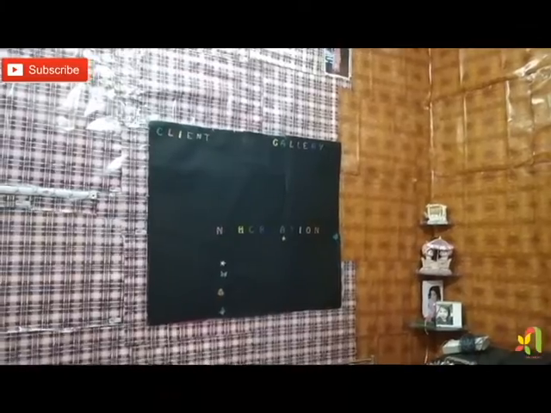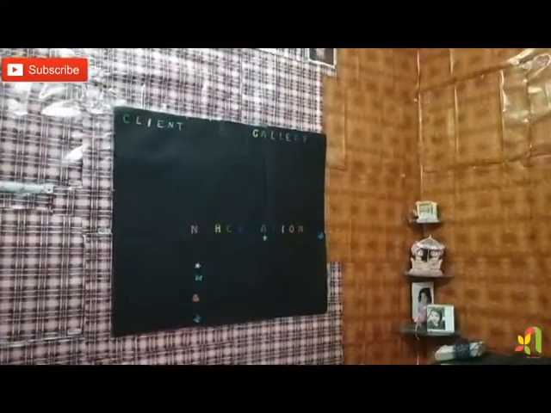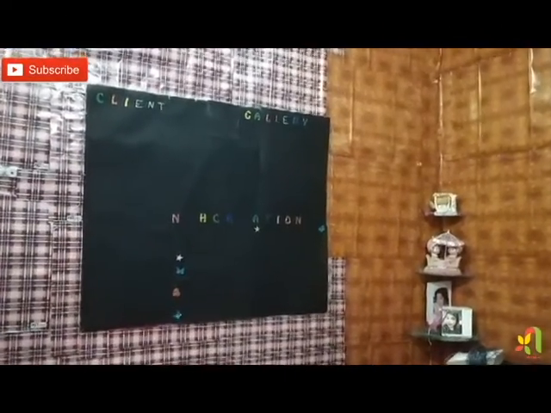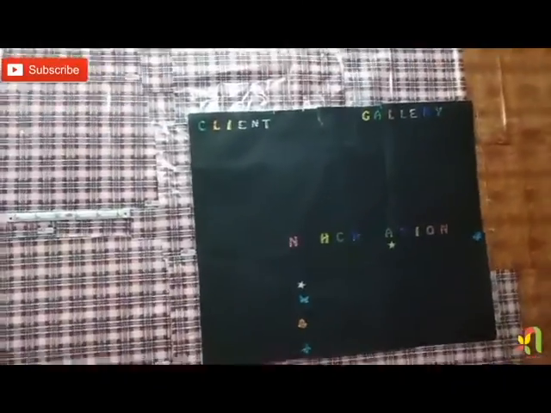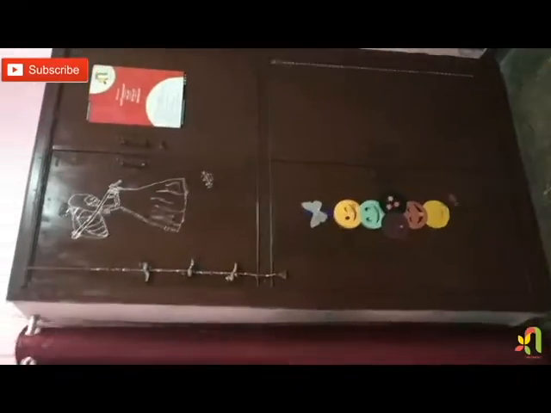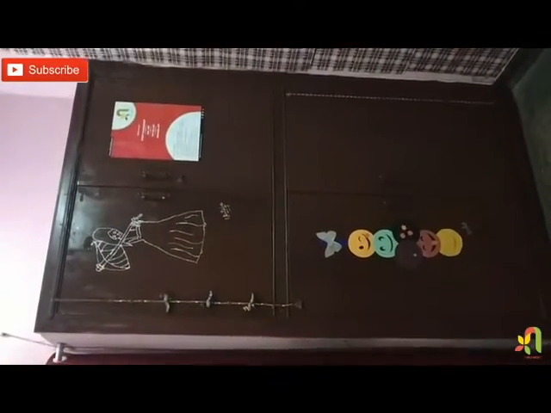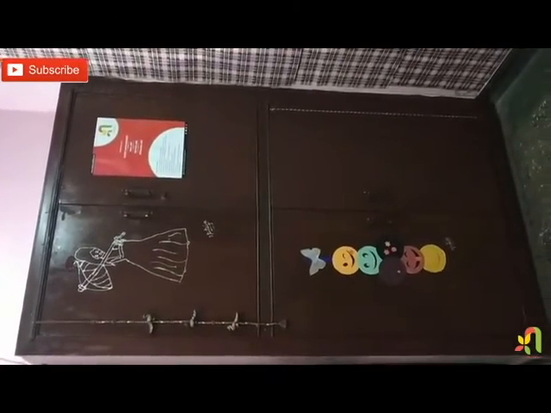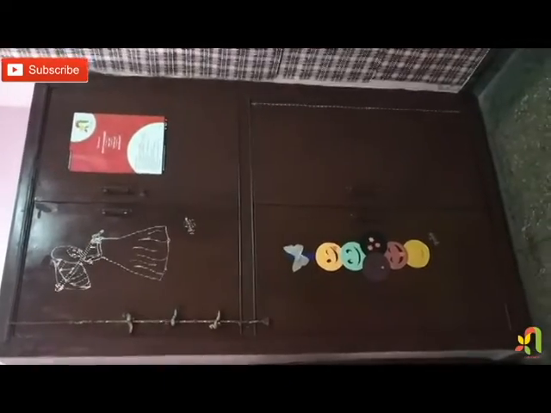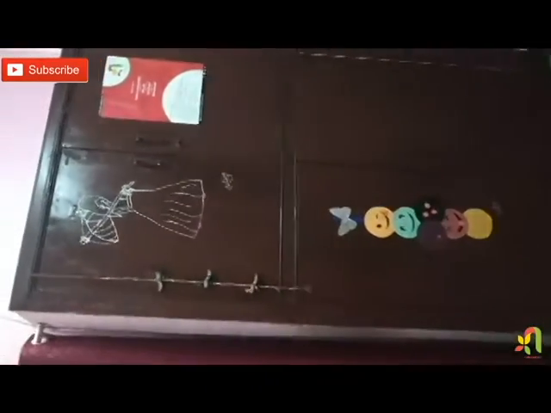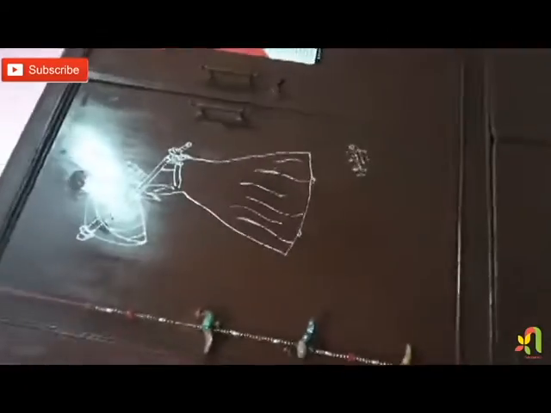Another wall includes a client gallery to put pictures of my clients, various pictures. So this is one wall. This is my cupboard. So how does it look, please comment. I think it is looking very wonderful. So all things are decorated by me and created by me.